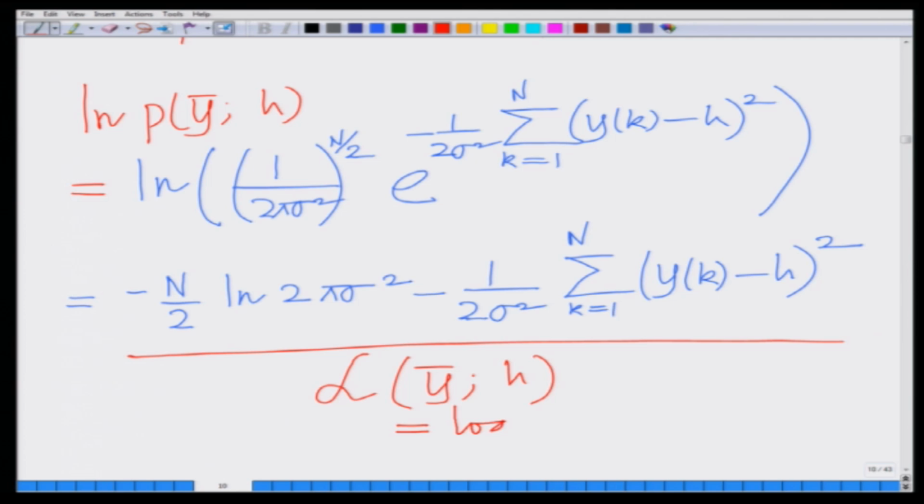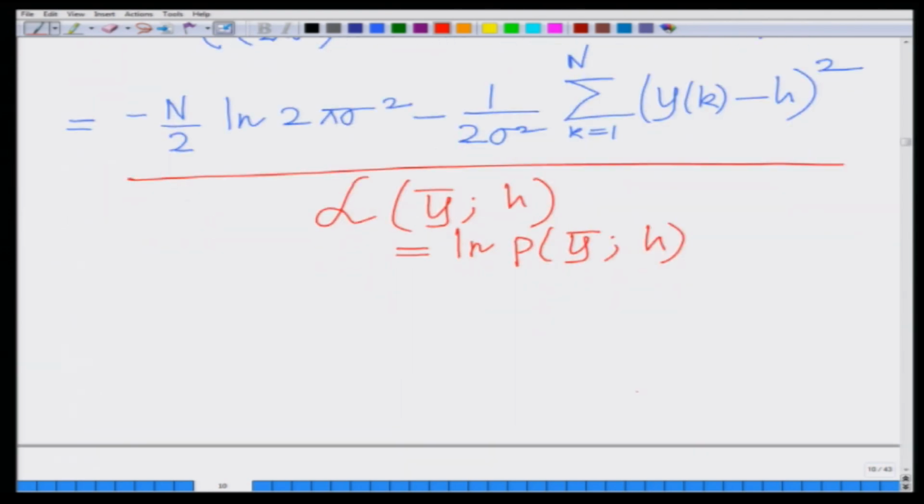This is basically the natural logarithm ln of the likelihood function P of observation vector y bar parameterized by h. This is also termed as the log likelihood function, the logarithm of the likelihood function. Instead of maximizing the likelihood, I can maximize the log likelihood of the observation vector y bar.